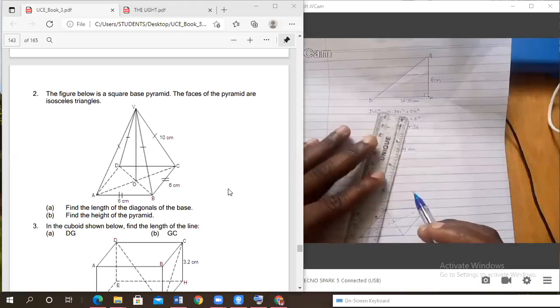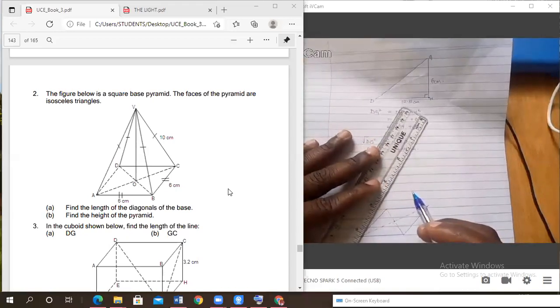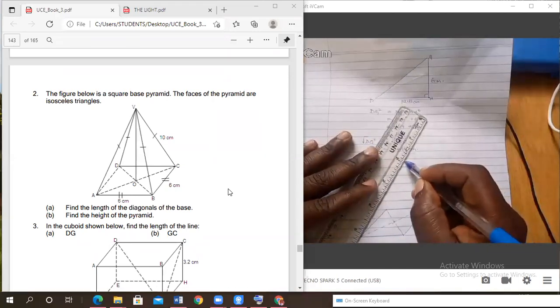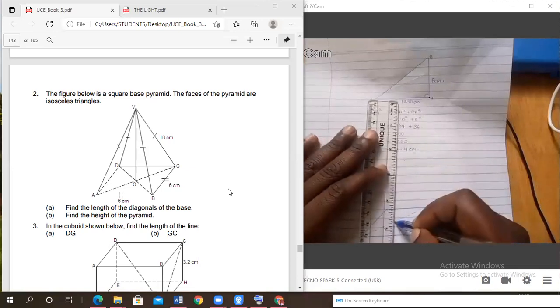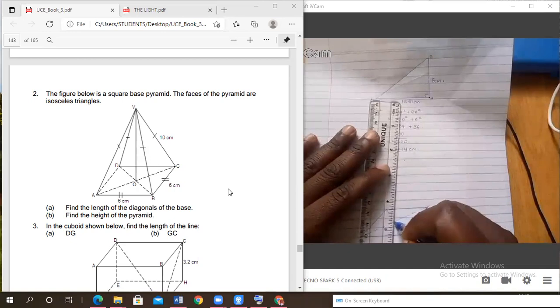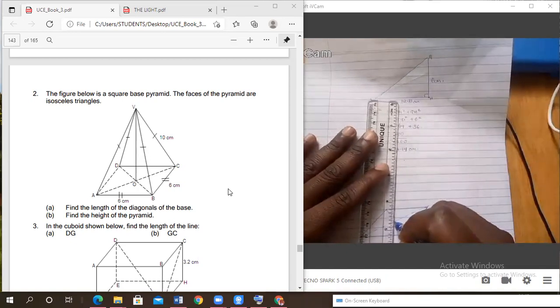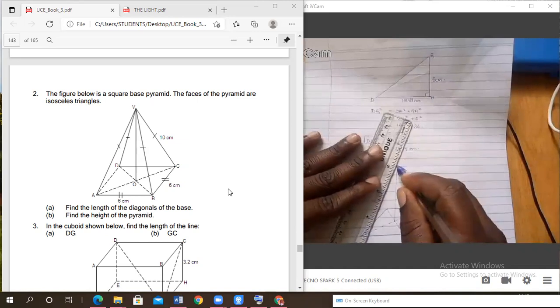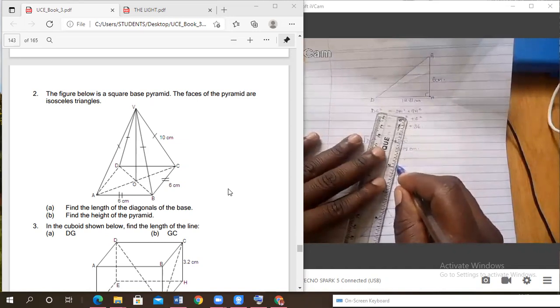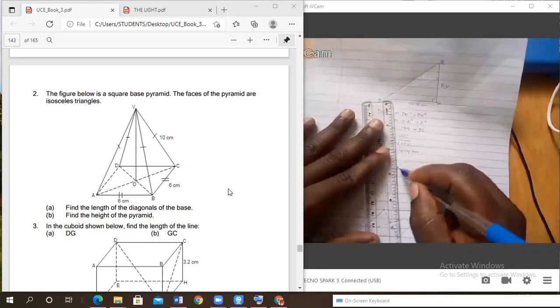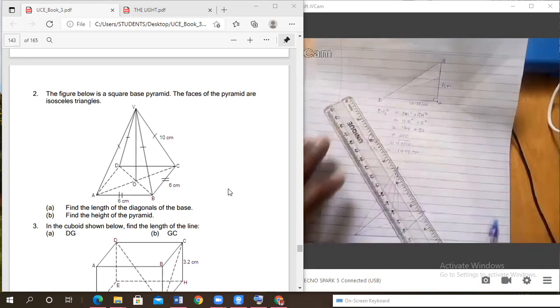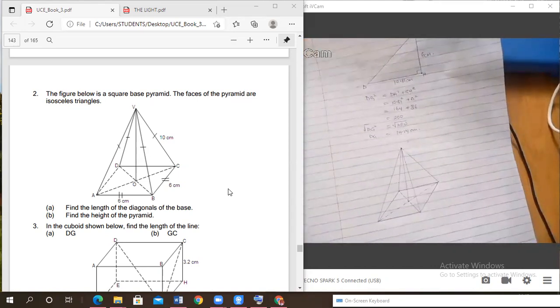Now, the next thing that I'm going to do is draw the height. The height, so maybe up to there. Then I can draw this, yeah, and this one there. Then I can join this there and this. So that is the pyramid.